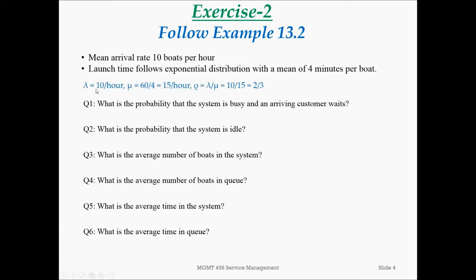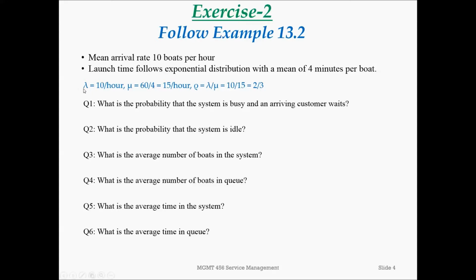So as I said, lambda is 10 per hour. So the arrival rate is 10 boats per hour. Given it takes 4 minutes to serve one boat, we want to figure out how many boats we can serve per hour. We have 60 minutes in 1 hour, and it takes 4 minutes to serve one boat. So 60 divided by 4, we have 15 per hour. So 15 per hour is the service rate. Basically, we can serve 15 boats per hour on average.